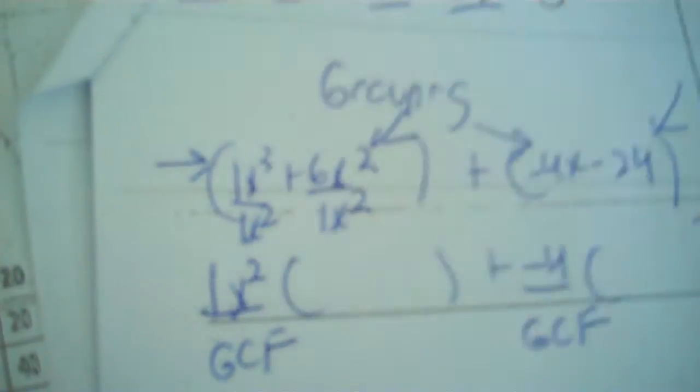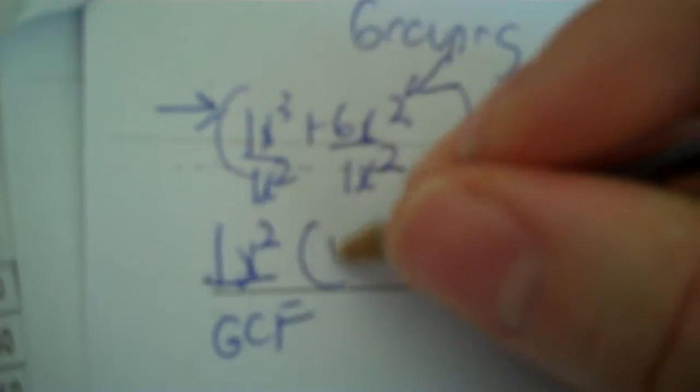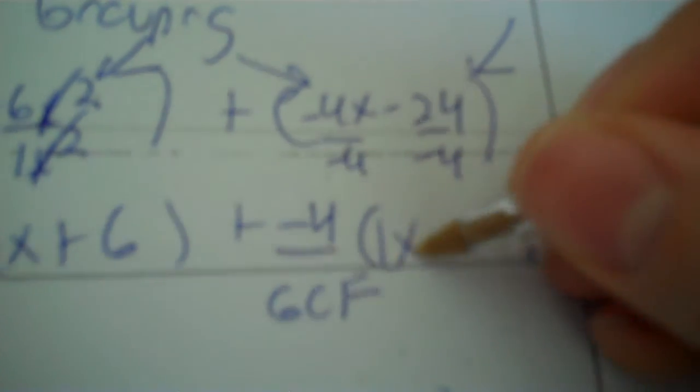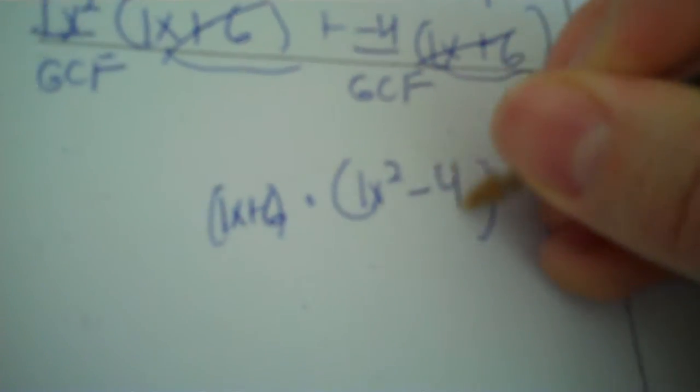Okay, so we divide by 1x to the second here, and we're going to divide by negative 4 here. So it's going to be 1 with x plus 6, because those cancel. And then 1 with x plus 6. They're the same. So the 1x plus 6 is in both, so I put 1x plus 6. And then I fill out the rest with 1x to the second minus 4. Okay, so let's bring those 2 factors over here to see if we can factor them down more.